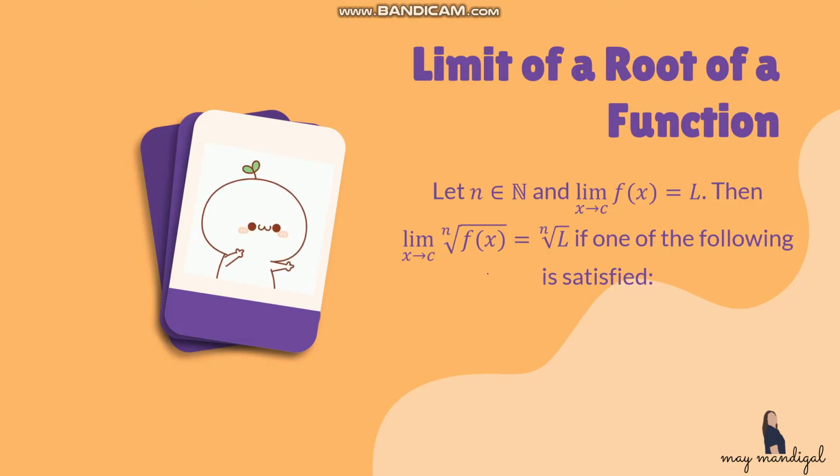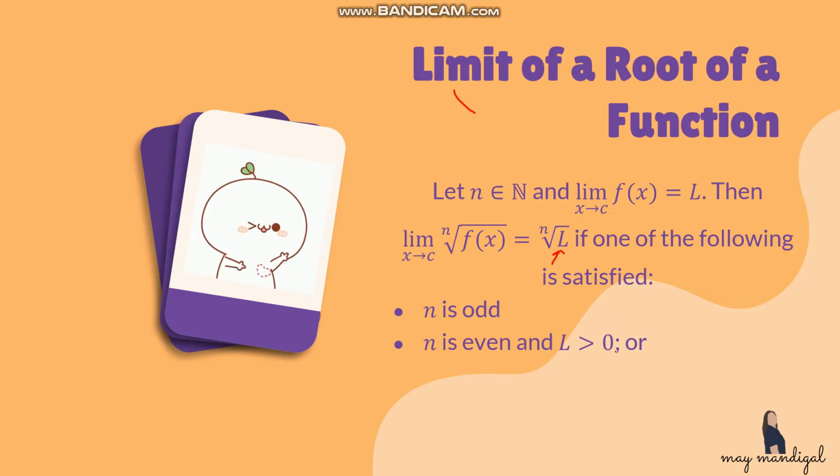Now, the rules in radicals, of course, will be applied or should be applied in this case. If n is odd, the radicand or our limit can be positive or negative. We're talking about the radicand, this one right here. So it can be positive or negative as long as n, or the index, is odd. However, if the index is even, or our n here is even, L should be greater than 0.